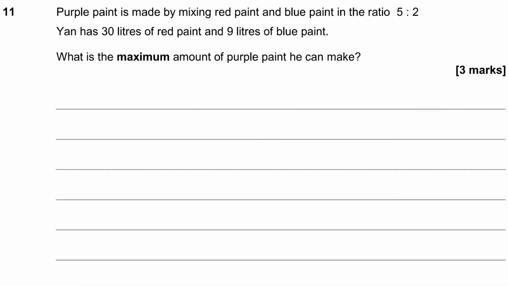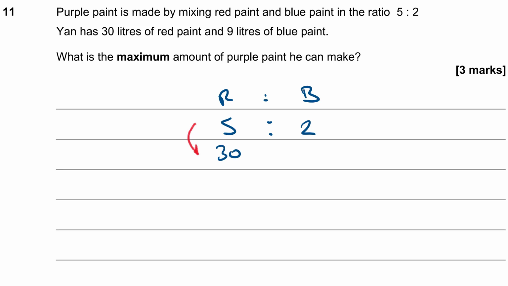Question 11. Purple paint is made by mixing red paint and blue paint in a ratio of 5 to 2. Jan has 30 litres of red paint and 9 litres of blue paint. What is the maximum amount of purple paint she can make? Okay, so the ratio of red to blue needs to be 5 to 2.